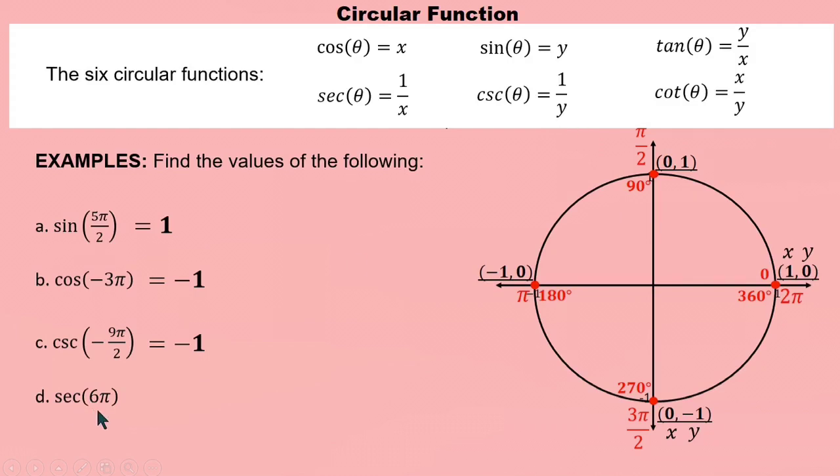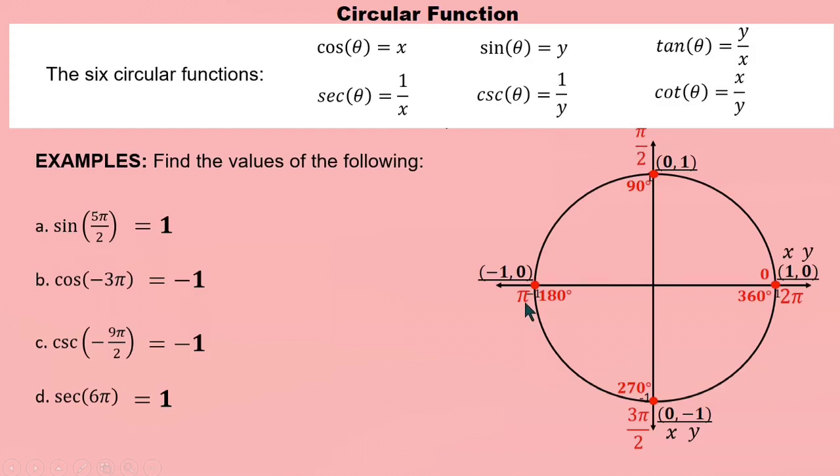How about secant 6 pi? This is a multiple of pi. Since the given theta is positive, we're going to count pi 6 times counterclockwise. Thus, we have 1 pi, 2 pi, 3 pi, 4 pi, 5 pi, and finally 6 pi. It coincides with this point with coordinates 1, 0. Hence, secant 6 pi is equal to 1. It is 1 over x, x is equal to 1, and 1 divided by 1 is 1. So that is how you determine the value of a function that is a multiple of either pi or pi over 2.